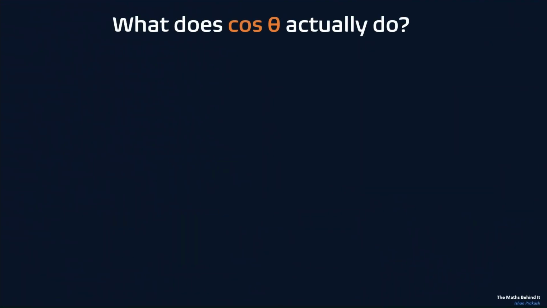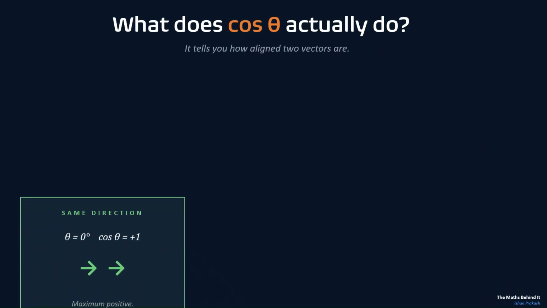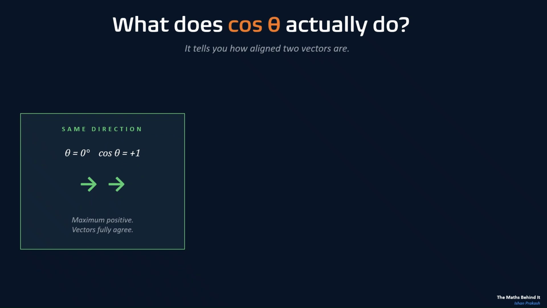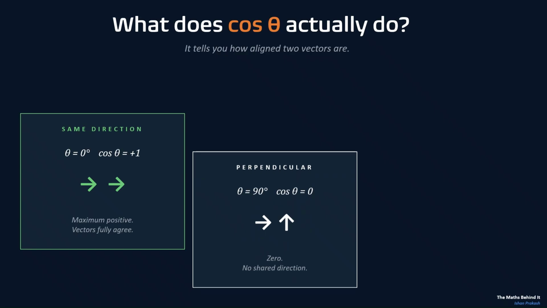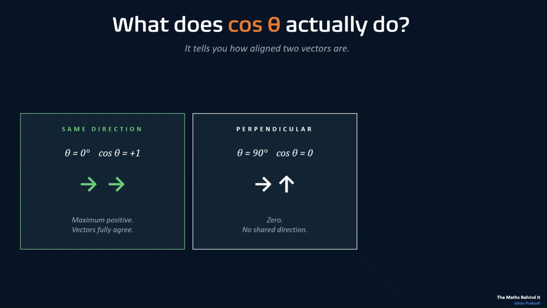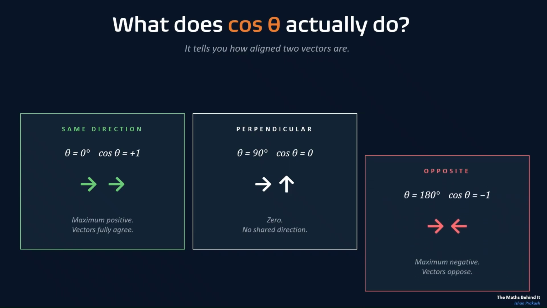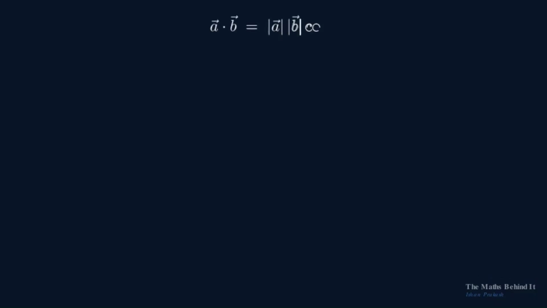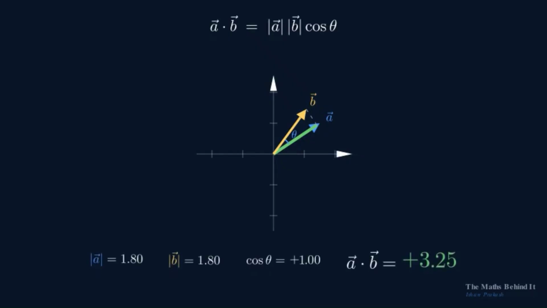Forget angles for a second. Look at what cos theta actually does. Same direction, cos theta is 1. Dot product is at its maximum positive. Perpendicular, cos theta is 0. Dot product is 0. Opposite, cos theta is -1. Dot product is maximum negative. Forget that this is an angle calculator. The dot product is a similarity score. Big positive, similar. 0, unrelated. Negative, opposite. Watch it happen as B rotates.